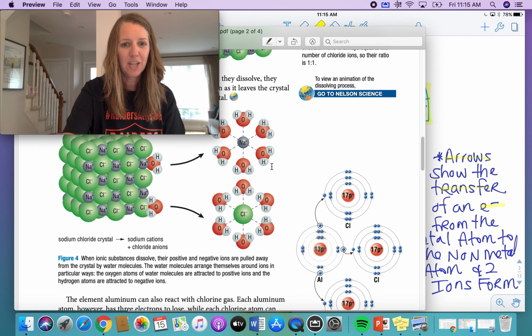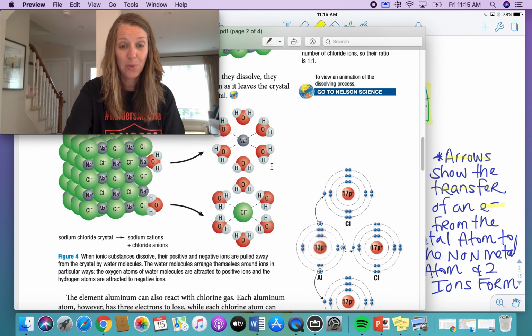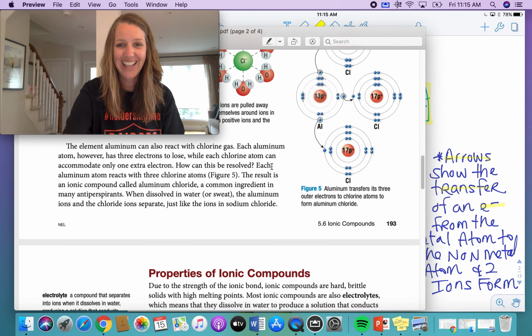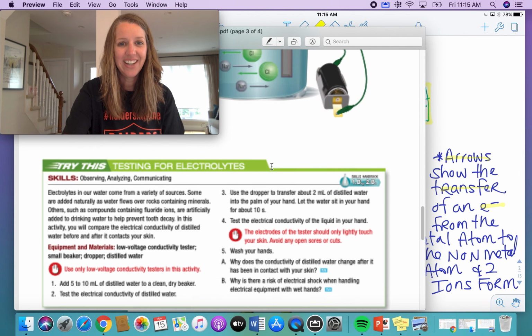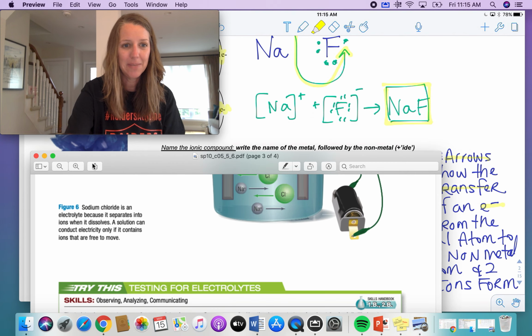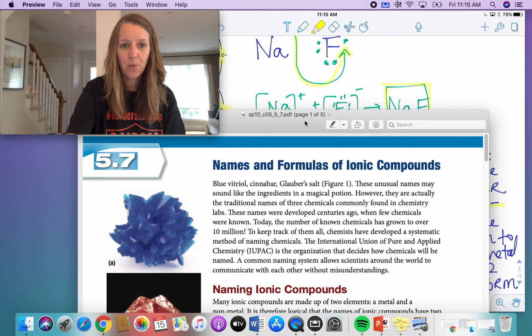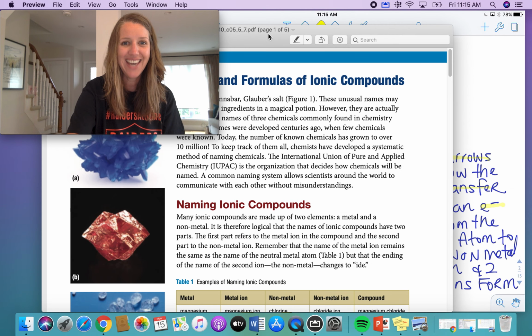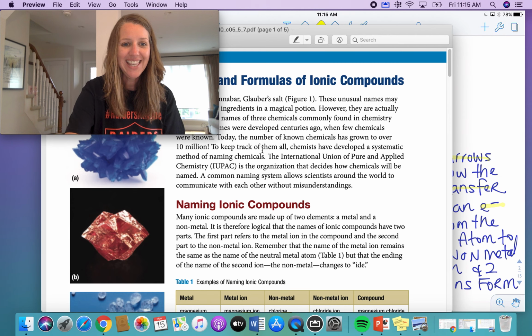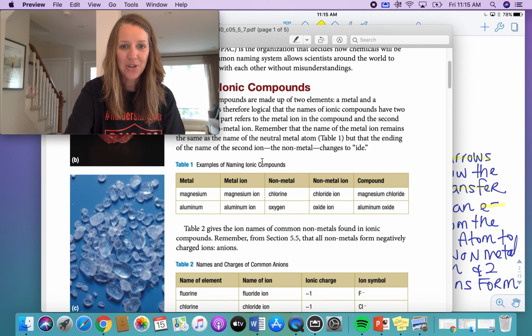Okay, talks a little bit about dissolving. That'll be important when we get to grade 11. Okay, properties of ionic compounds. Again, you can see some of them here. Now, let me scoot to section number 5.7. You can see here you've got some bluestone, which is copper sulfate. We can make that in the lab actually. And then it talks a little bit about naming your compound.